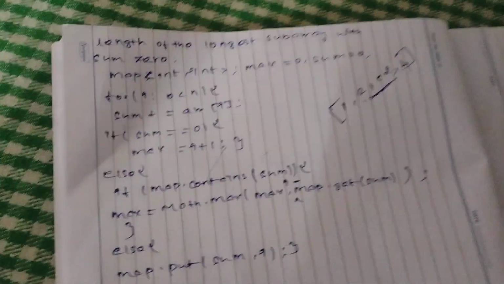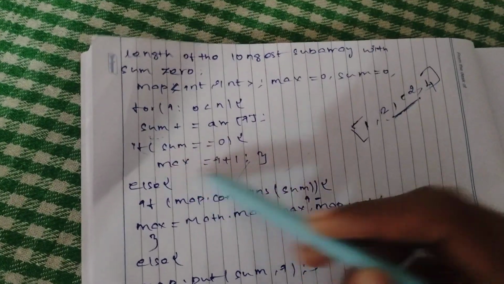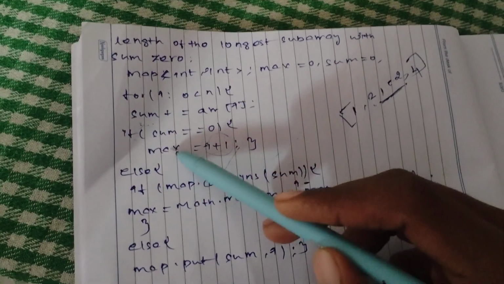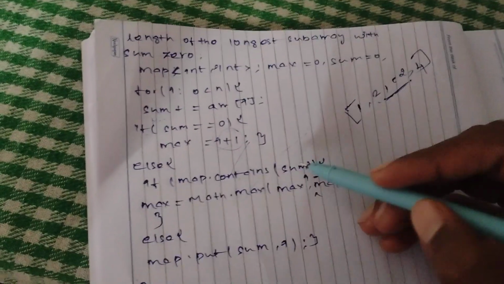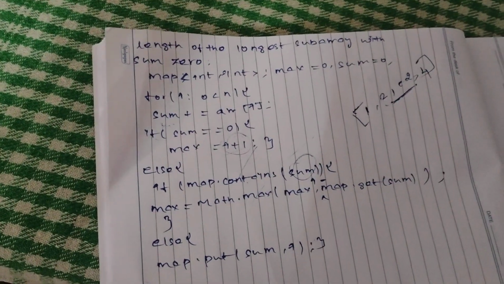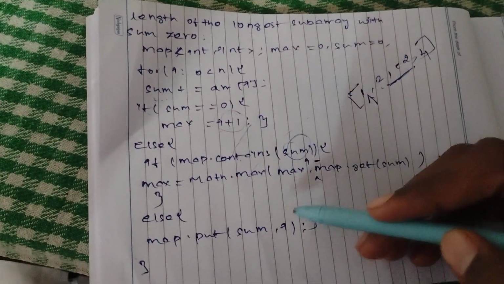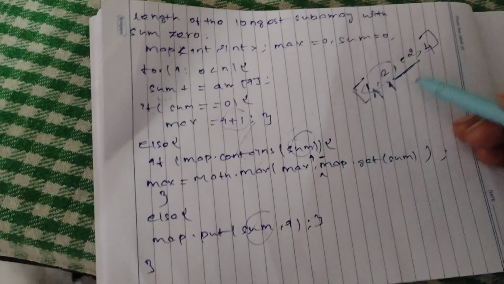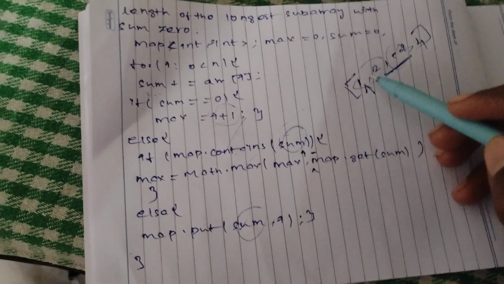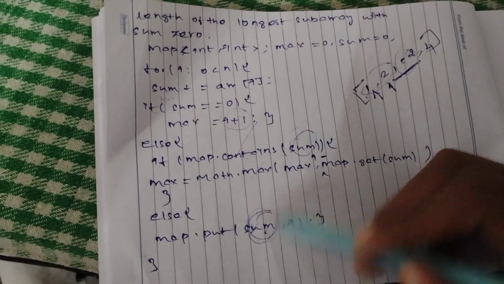prefix sum, and if it becomes 0 in the prefix sum itself, we have to update the max value with the index. Or else, if the map already contains the sum, for example, if the first is 1, so 1 will be added to the map, and the second is 2, so 1 plus 2 is 3 will be added to the map, and the third is minus 2, so 3 minus 2 is 1, so 1 is already present in the map.